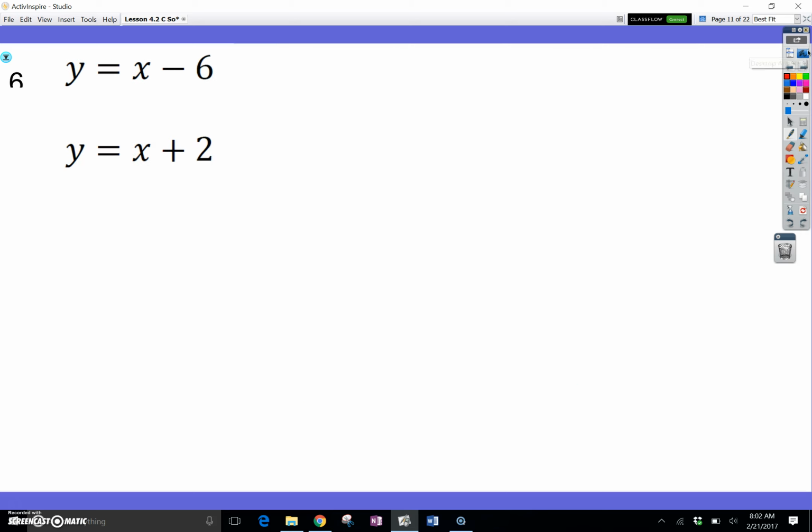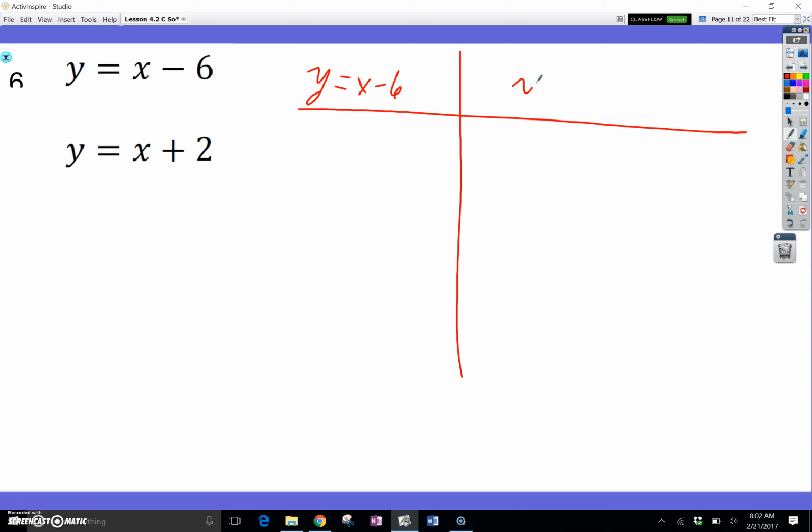Alright. Next one, by looking at this one, I notice that I have y equals x minus 6 and y equals x plus 2. When you have the 2 equations that are set, the variables equal, then all you have to do is set the 2 equations equal to each other. So when I have this, I have y equals x minus 6, y equals x plus 2. So I already know what y equals, so I'm just going to substitute that in there. So what that would look like now is x minus 6 is equal to x plus 2.